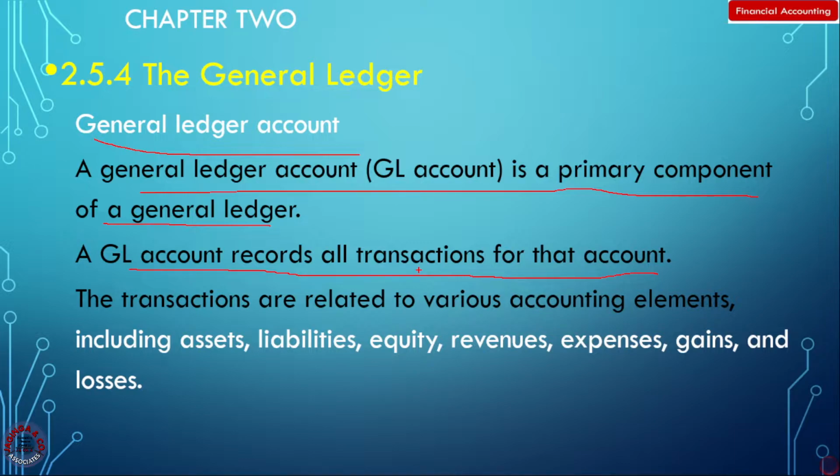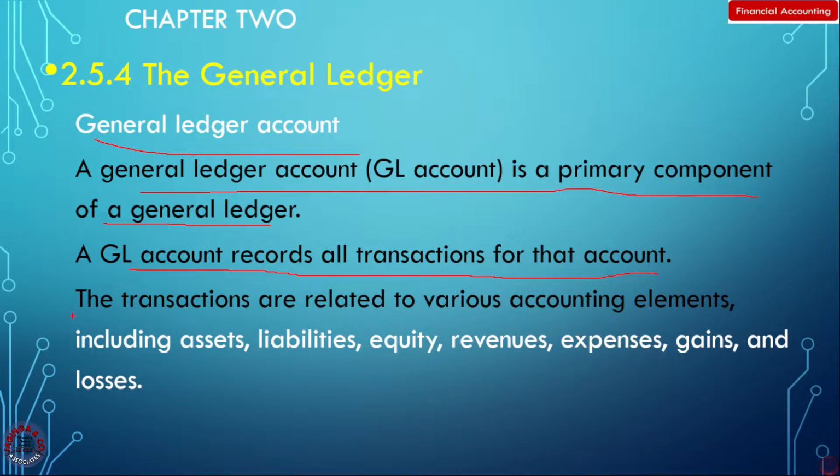The same applies to when you have capital. You could be having capital injection from various shareholders or various proprietors. So all those transactions for capital, from many proprietors or many shareholders, will be recorded under the general ledger account for capital. The same applies to revenue. When you want to record revenue that you've received from your customers, all the transactions will be recorded under the general ledger account for revenue.